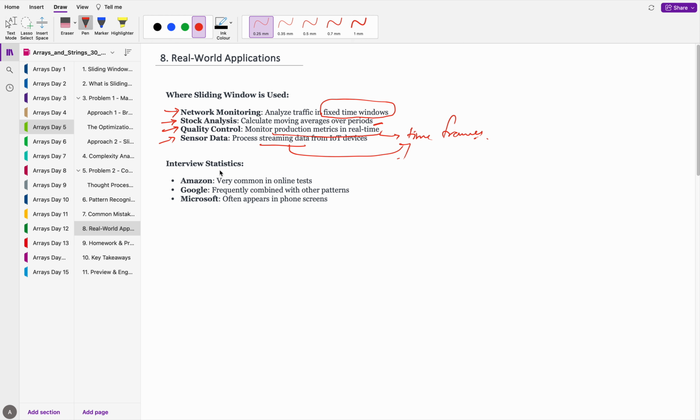Okay. Now, interview statistics, meaning where and how it comes. It is very common in online tests, they always ask it. For Google, it is frequently combined with other patterns, meaning this is too straightforward, so they will combine it with a few more problem statements or patterns that you need to figure out and solve together. Okay. Next is Microsoft, so it often appears in phone screening rounds.